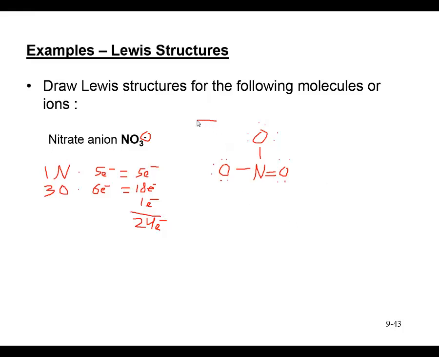The next thing we need is, since it's a polyatomic ion, I need square brackets around the polyatomic ion, and in the upper right-hand corner, we should show the charge. It's a -1 charge. Okay.